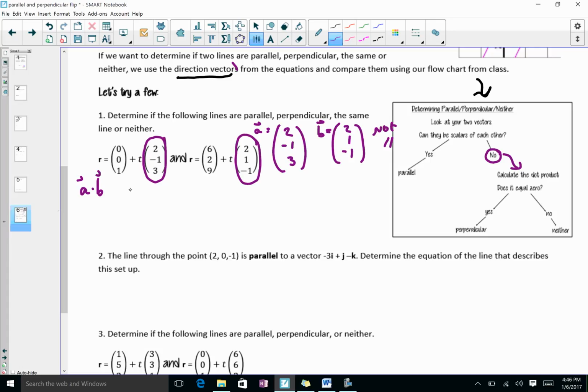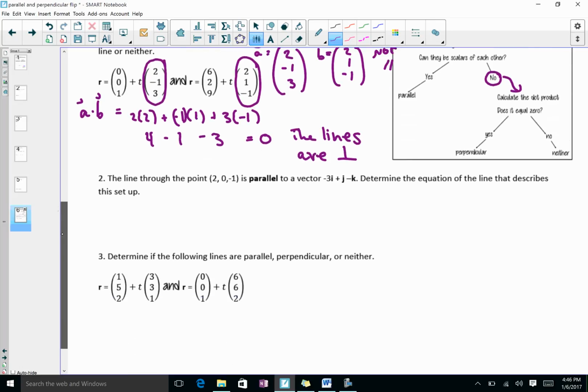Don't forget your symbols when you write vectors. So doing the dot product, I can see that I get 2 times 2 plus -1 times 1 plus 3 times -1. And when I simplify, that becomes 4 minus 1 minus 3. 4 minus 1 minus 3 is equal to 0. Therefore, I know that the lines are perpendicular because their dot product is equal to 0.